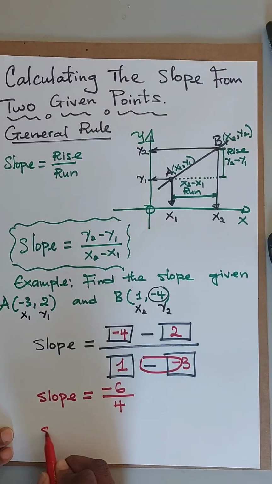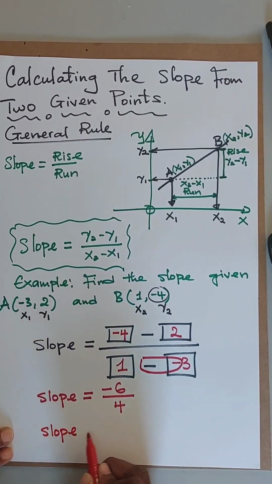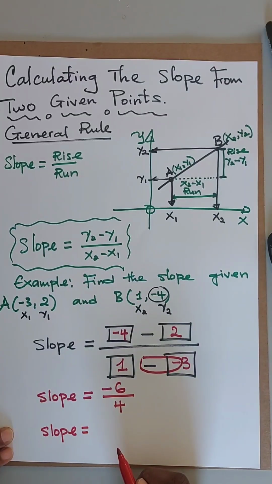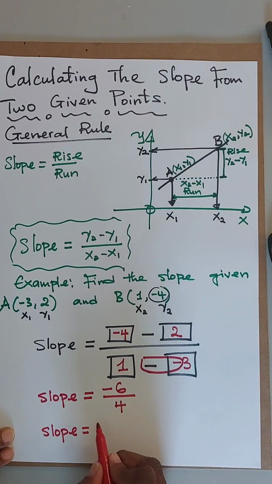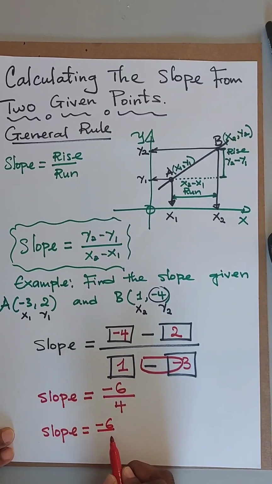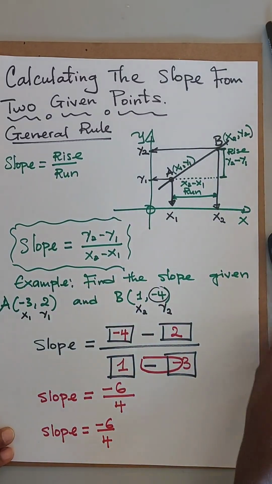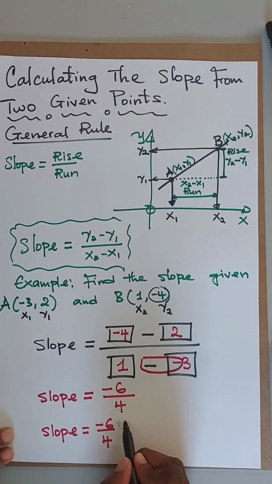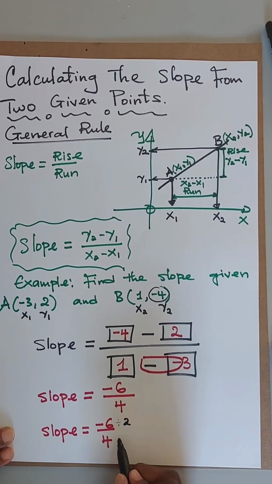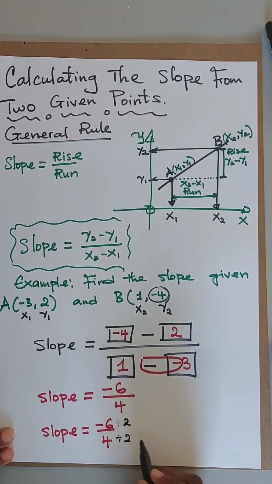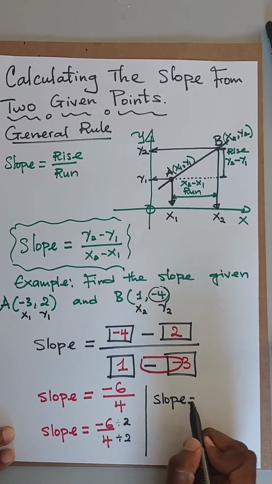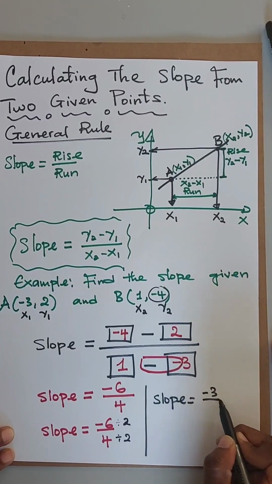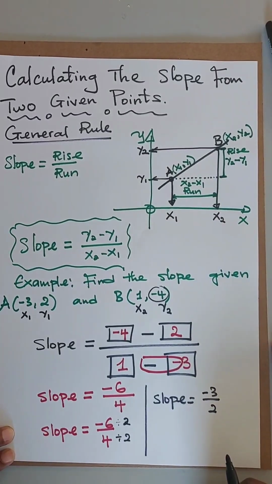You could simplify that fraction to get your slope in simplest form. The slope is always best in simplest form because slope is also described as the unit rate. So -6 divided by 4. You can simplify this fraction by dividing the numerator by 2 and also dividing the denominator by 2, so that your slope is now -3 over 2.